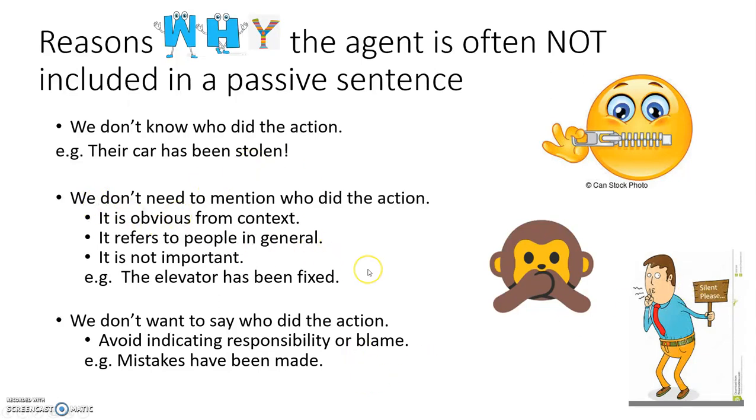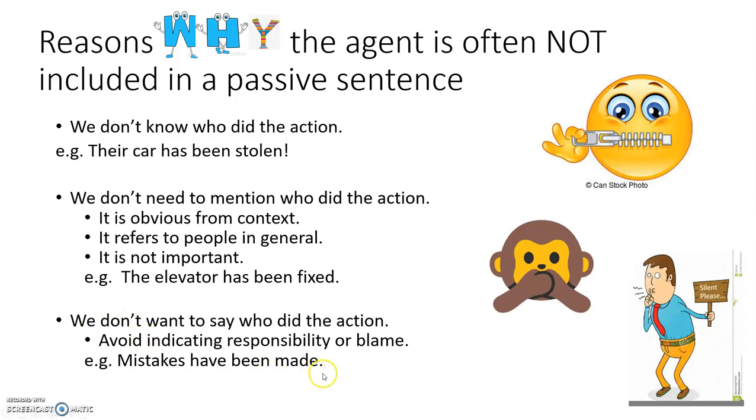Second, we don't need to mention who did the action. Why? Well, maybe it's obvious from the context. Maybe it refers to people in general. Maybe it's not important. So here's an example. The elevator has been fixed. So it's obvious that the person who did that is somebody who's capable of fixing elevators, right? Somebody who has that training and that job. And most of the time, you don't really need to mention it unless it would be something unusual.